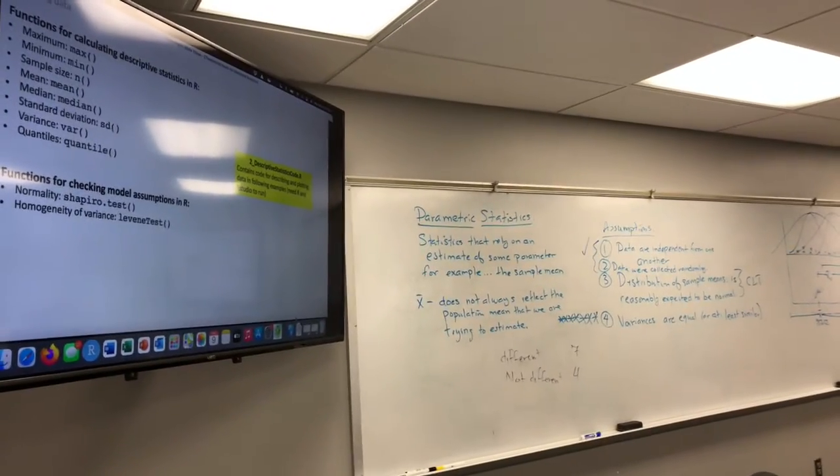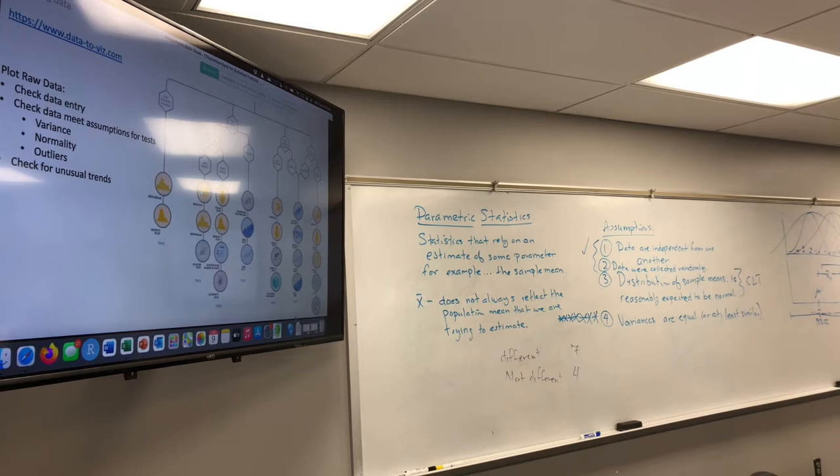I wanted to call your attention to Data to Viz. There's a website called Data to Viz and it has this flowchart. One of the first things you should do anytime you get some data is just look at it, see what it looks like, see how it's distributed, et cetera. And what this website does is it's kind of a flowchart that you can click on. So depending on whether you have numerical data or categorical data, it gives you options for how you can visualize the data.